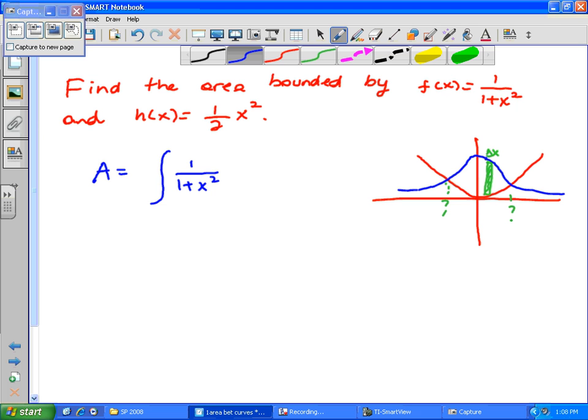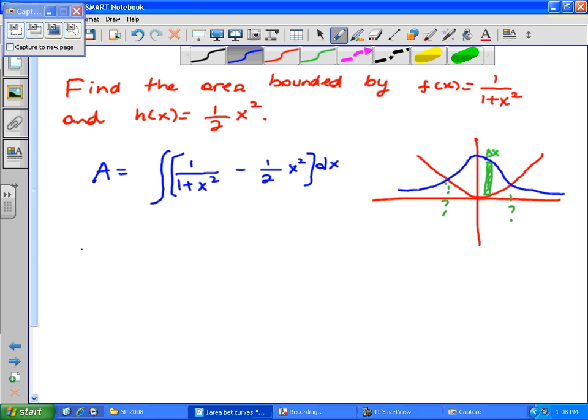So the one that looks like the bell shape here, which is 1 over quantity 1 plus x squared, minus the quadratic, which is 1/2 times x squared dx. So we have top minus bottom. And now we just need to find the limits of integration. Once again, how can I find the limits of integration in this case? Just like last time, exactly, William. Set them equal. Let's do that.